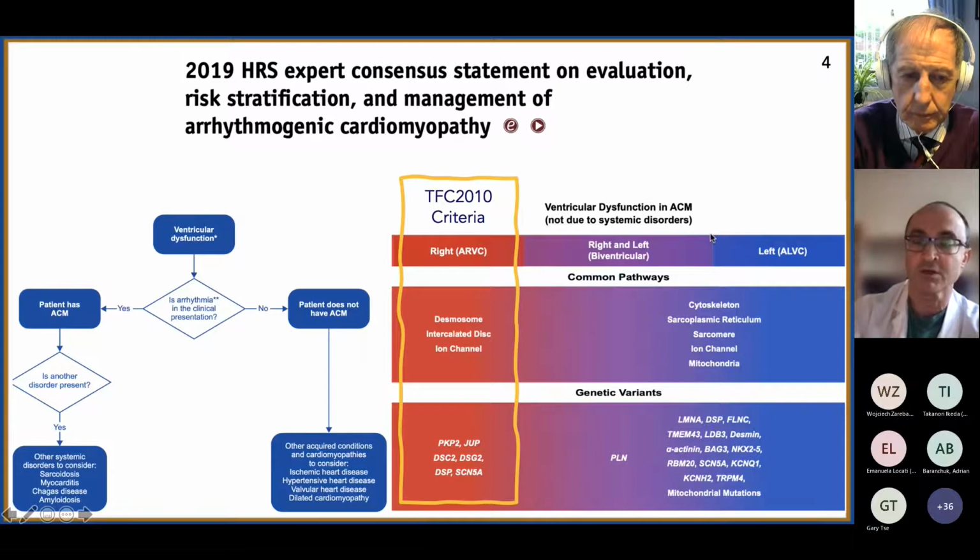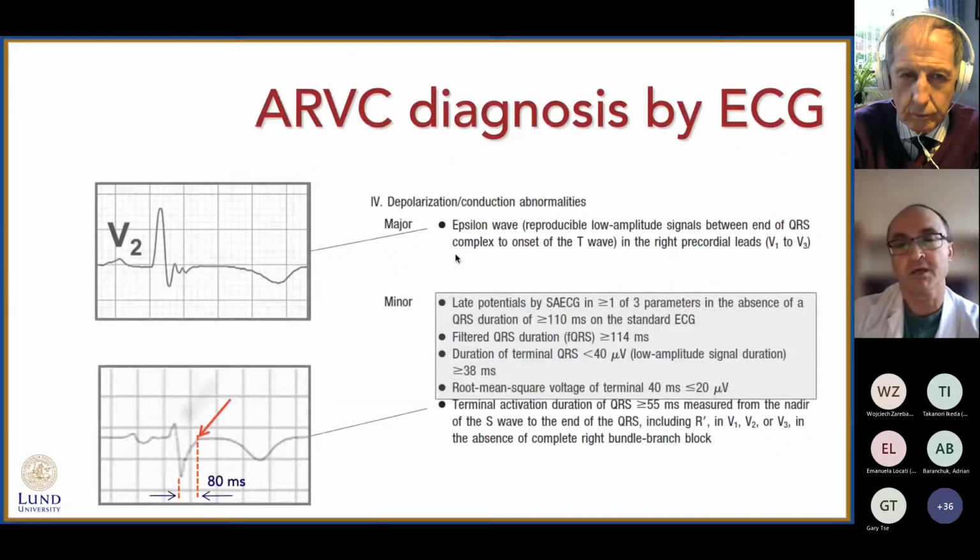And in the context of my talk, which is about ECG in ARVC, we should remember that as yet, it's right ventricular cardiomyopathy for which we have task force criteria, including the ECG criteria. We do not yet have any validated criteria for other forms of the disease. So what I'm going to talk about is the ECG in the context of right ventricular cardiomyopathy. And if you read the task force criteria, you appreciate how heavy is the weight of ECG in the diagnostics.